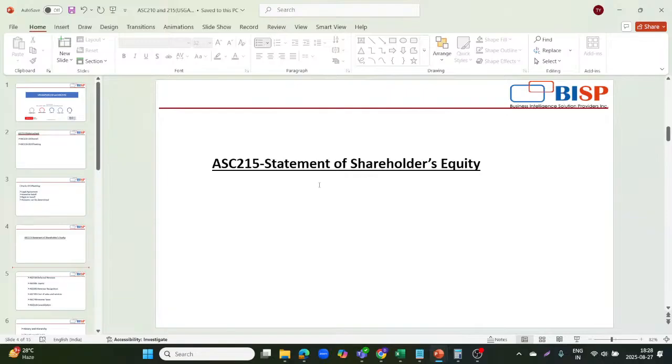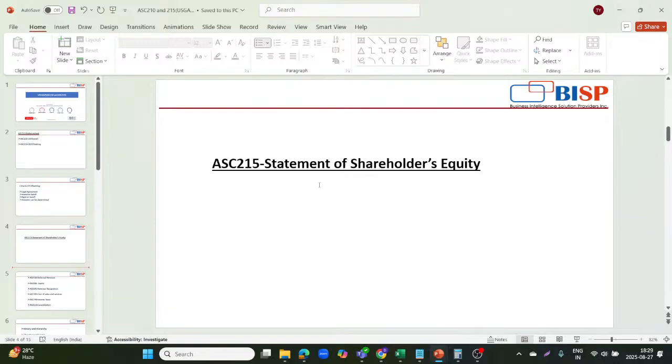This Accounting Standard Codification 215 is within US GAAP, which contains generally accepted accounting principles for presenting a statement of shareholders' equity. It provides the rules for how companies should report the changes in their equity, including items like common stock, treasury stock, retained earnings, and accumulated other comprehensive income. So there are some key aspects of ASC 215. First is the statement of shareholders' equity. This standard defines the structure and components of the shareholders' equity section of a company's financial statement. Then it should have the transparency and disclosure point of view. The goal of ASC 215 is to ensure that companies provide clear and transparent information about their equity structure and the changes over time.